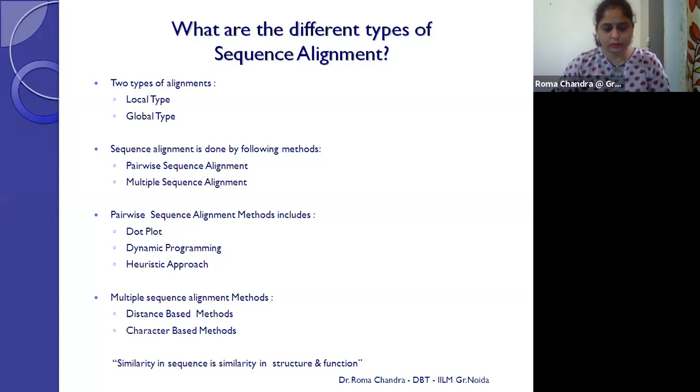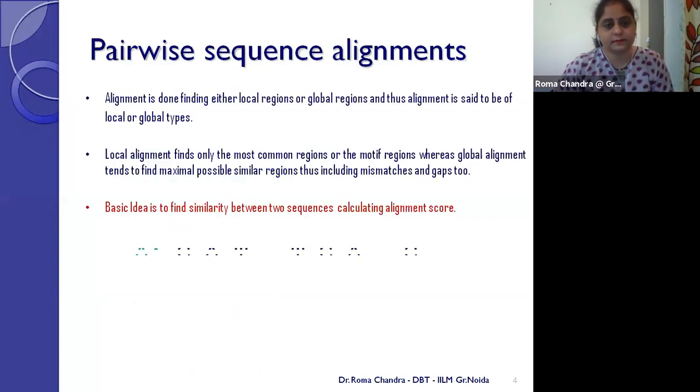If I talk about multiple sequence alignment, then there is the iterative method, the progressive method, and the sum of pairs method. But I will talk about multiple sequence alignment methods that will ultimately lead to phylogenetic reconstruction under distance-based and character-based methods. Okay, and lastly, we need to understand that whenever we are talking about similarity in sequences, then we are talking about similarity in structure as well as similarity in terms of function.